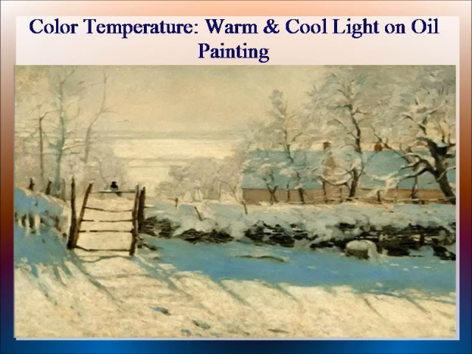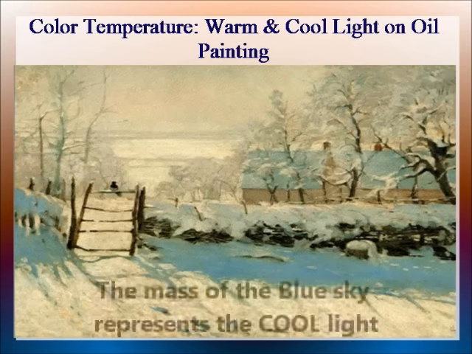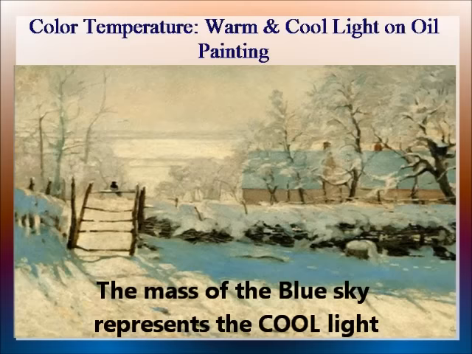What we're really seeing is two light sources outside. Sort of like we have two light bulbs turned on, a warm one and a cool one. The sun represents the warm light, which dominates, of course, because it's the sun, and then the mass of the blue sky represents a secondary light source, a cool light.